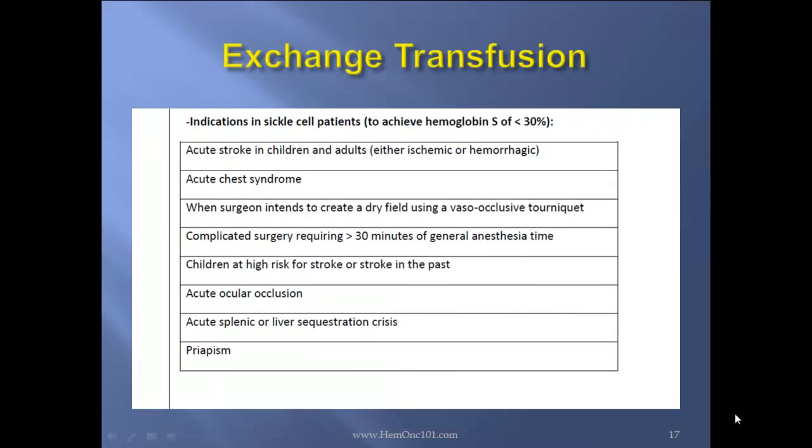Now for exchange transfusions, indications in sickle cell patients to perform an exchange transfusion to achieve a hemoglobin S less than 30%. 1. Acute stroke in children or adults, either ischemic or hemorrhagic. Next, acute chest syndrome. Next, when the surgeon intends to create a dry field using a vaso-occlusive tourniquet. Next, complicated surgery requiring more than 30 minutes of general anesthesia time. Next, children at high risk for stroke or stroke in the past. Acute ocular occlusions. Acute splenic or liver sequestration crisis, or priapism.